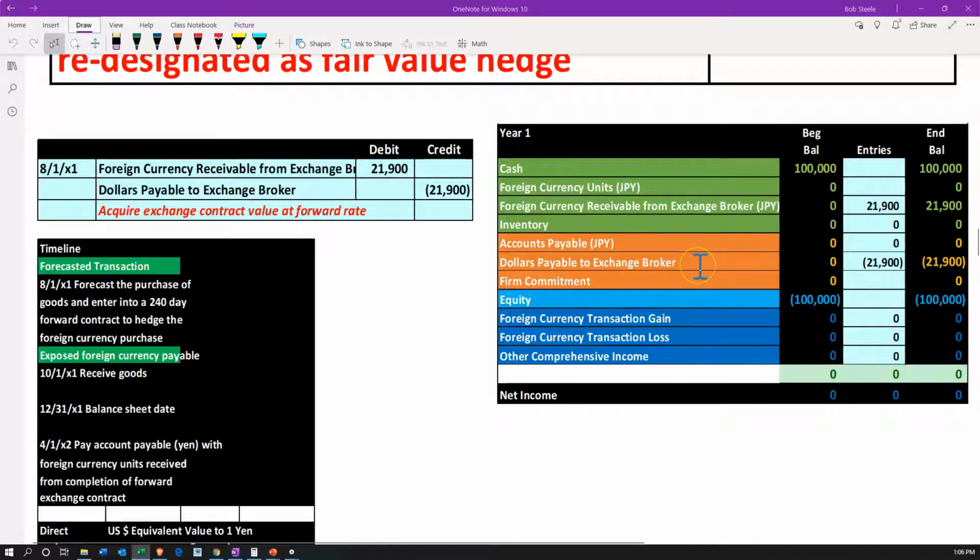Then we're going to put the payable on the books, dollars payable to the exchange broker. Notice this is dollars payable to the exchange broker. We're talking about US dollars payable to the exchange broker. This one we're going to value in terms of dollars, and we're not going to change it until it's going to be paid off. We're going to pay it off in dollars at the end of this thing. So the receivable will change as foreign currency rates change, because we're going to receive this in foreign currency. This will not change once recorded because it's going to be paid off in dollars.